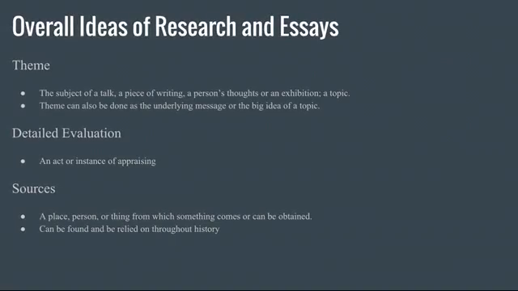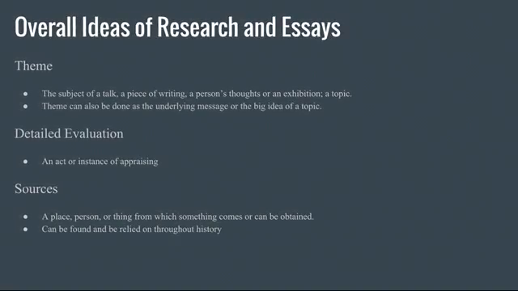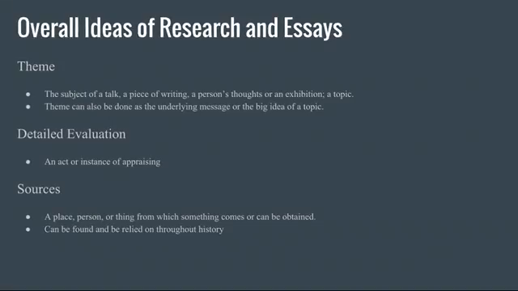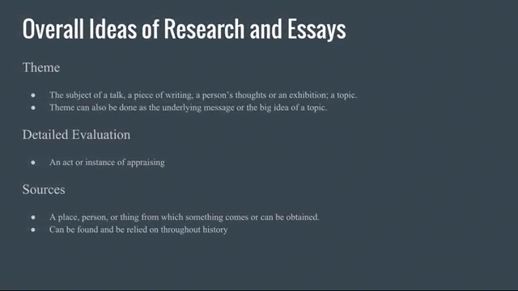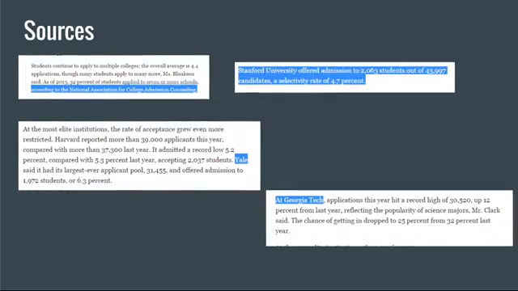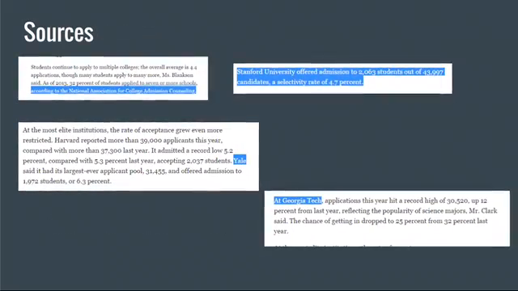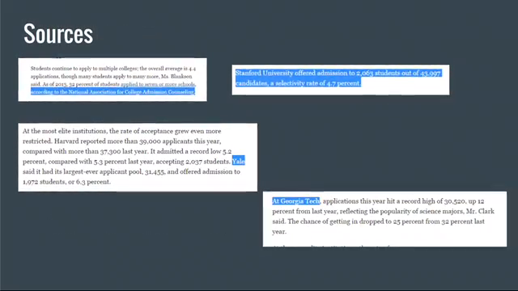Our other key term would be sources. Sources can be found throughout history, and they can come from a person, place, or thing, which can be obtained. In our article, you can find some examples of sources. You can see the National Association for College Admission Counseling. You can see Stanford University, Georgia Tech, and Yale. These can be sources because they're reliable and credible.